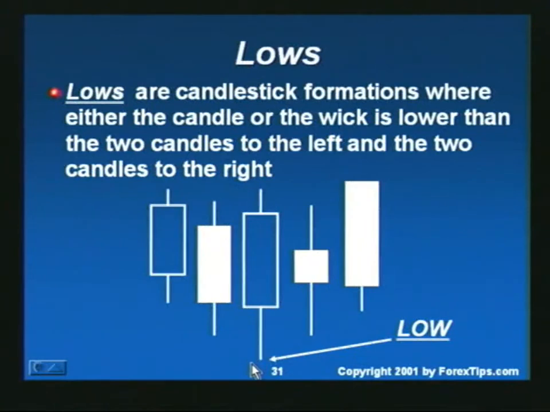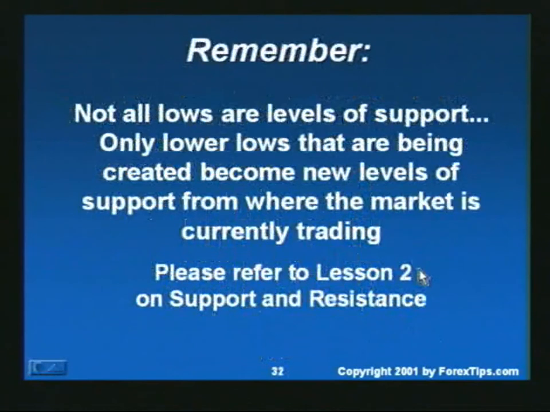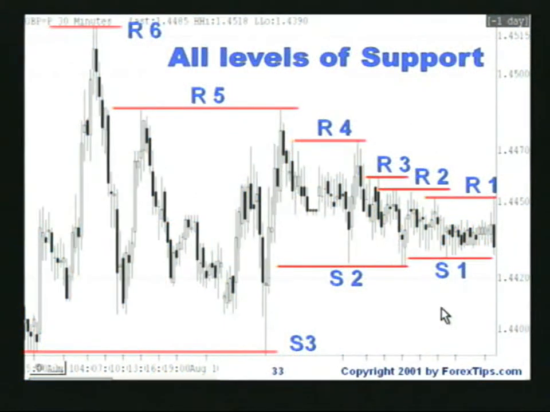Lows are the opposite of a high, to where you have either a body of the candle or the wick, which is lower than two candles to the left and two candles to the right. Not all lows are levels of support. Only lower lows that are being created become new levels of support from where the market is currently trading. Please refer to Lesson 2 on support and resistance to clearly understand that. But before you trade, please mark and find all your levels of resistance and all your levels of support.